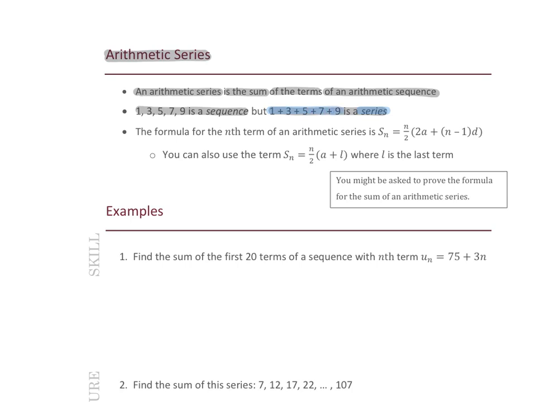Now we have a formula for this as well. This is given to you in your formula booklet, so you do not need to learn this. The formula for the nth term, remember that is the general formula, is Sn equals, so S for sum, n over 2, 2a plus (n minus 1)d. Now, you can also use this formula, Sn equals n over 2 (a plus l), where l is the last term. And again, that is given to you as well.